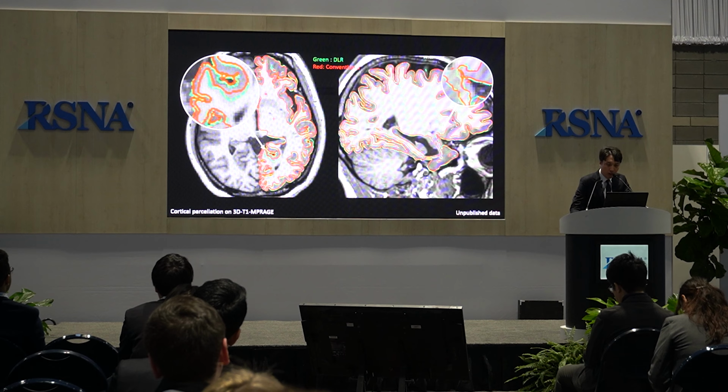CS MPRAGE is a highly accelerated 3D T1 weighted image with acquisition time of less than 2 minutes, but at the cost of image quality degradation. After Swift MR reconstruction, the image quality improves substantially, with the added benefit of sub-millimeter spatial resolution.